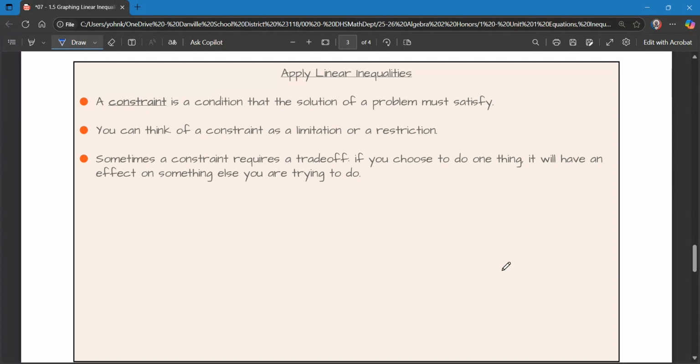And you can think of these constraints as a limitation or a restriction. If the distance someone is jumping is at most 12, then you're never going to have a value bigger than 12.